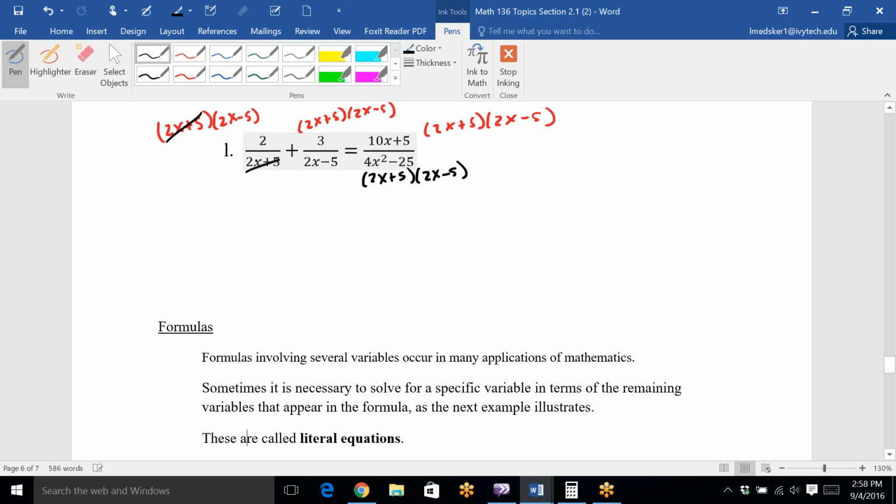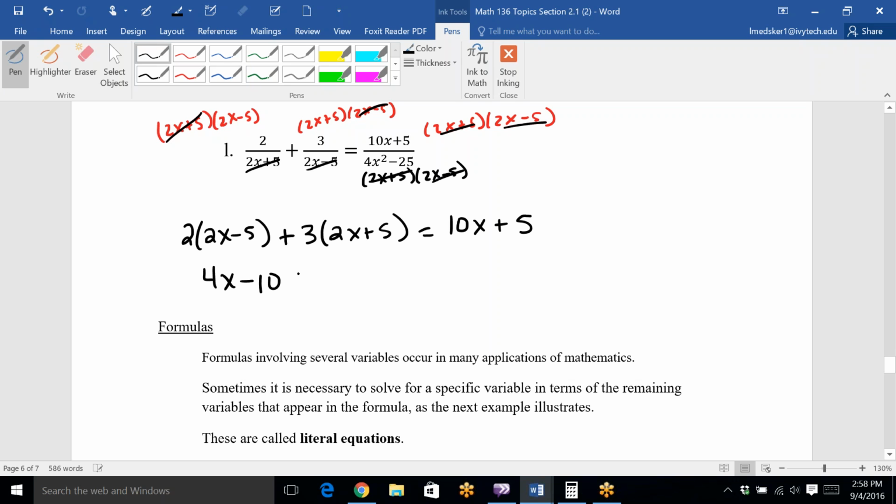The 2x plus 5's cancel in the first one. That just leaves you with a 2 and a 2x minus 5. 2x minus 5's gone, so that leaves you with a plus 3 and a 2x plus 5. On the other side, both pieces cancel, so you're just left with a numerator of 10x plus 5. So this is 4x minus 10 plus 6x plus 15 equals 10x plus 5. This is 10x plus 5 equals 10x plus 5. If you go to solve this, you get 0 equals 0 because everything is going to cancel out.